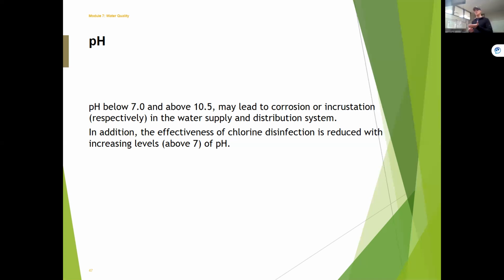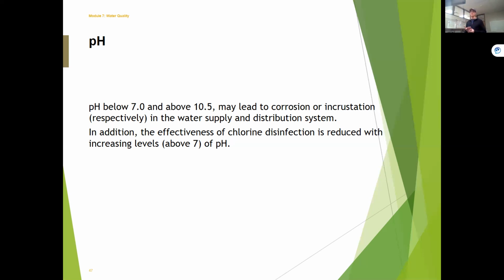As the pH starts going above 7, the acid component of the dissociation of chlorine and water will actually cause more ions than acid. And really, it has to work harder or is less effective in disinfecting the water. So it's a double-edged sword. What do you do? You try to do the best you can, right?